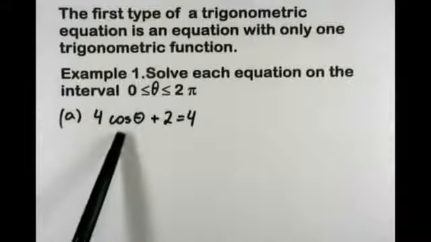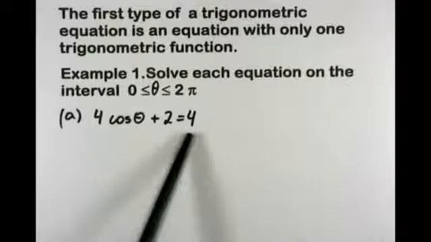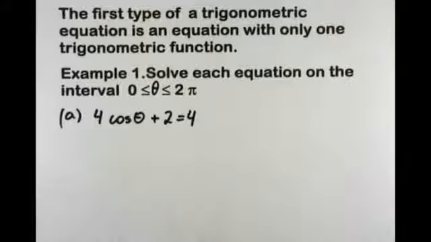For example, we have example 1. Solve each equation on the interval from 0 to 2 pi. We have 4 cos theta plus 2 is equal to 4. This is the first type of trigonometric equation, because it has only one trigonometric function, cos theta. There is no sine, there are no two different ones. So how do we solve this?